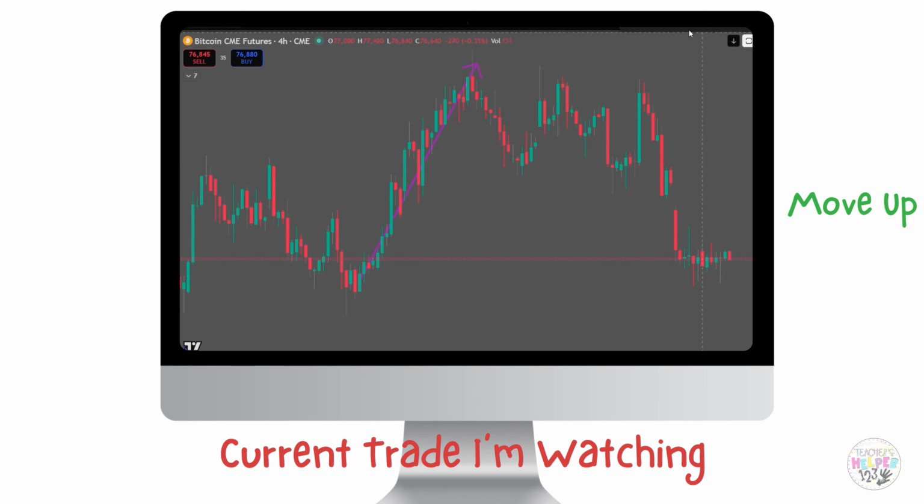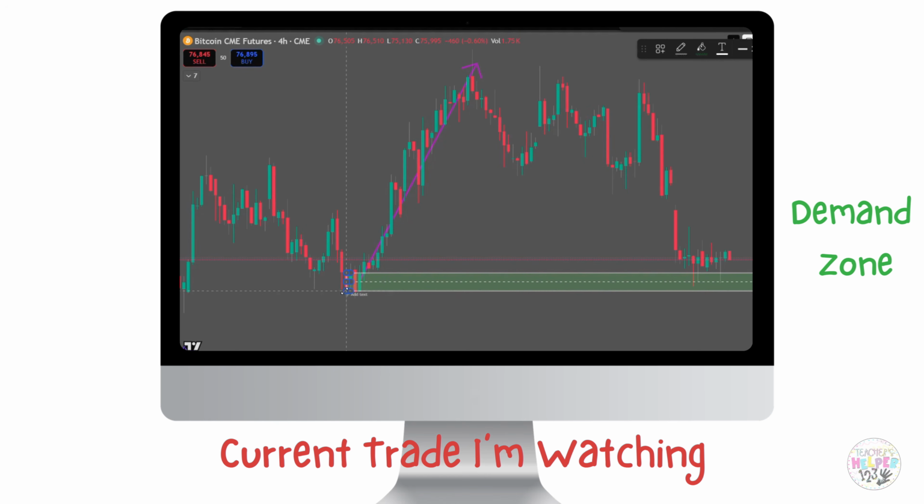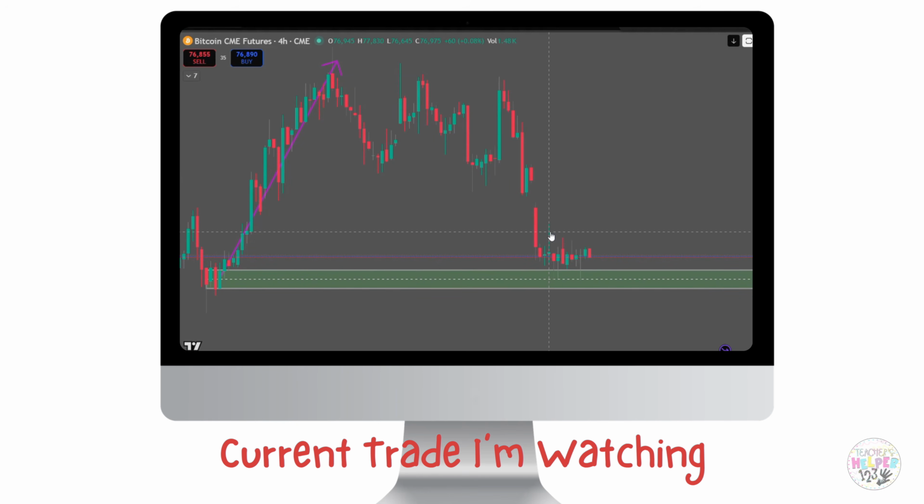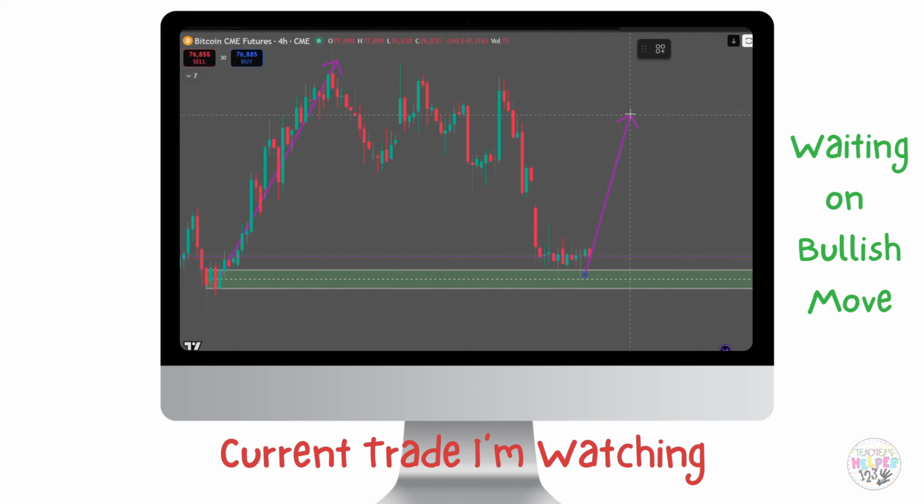And then I'm going to find my demand zone. So the move started right here. This is our candle body, top and bottom, and I have it marked off. And as you can see, currently, this is May 18th. Currently, it is sitting in that demand zone. And so I'm waiting for the move back up.